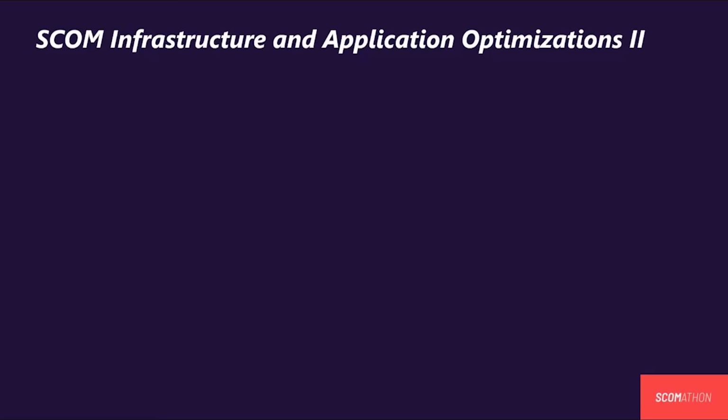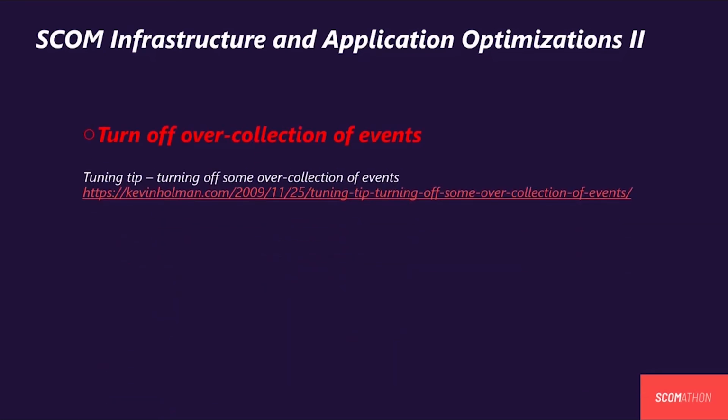Next, we will cover some over collection of events which needs to be turned off. Turning off the over collection of events is a great idea because there are certainly many events which are collected in large numbers and which you most probably don't need. This article describes how to find those and also covers how to disable them. We will also go through this process in a couple of minutes.